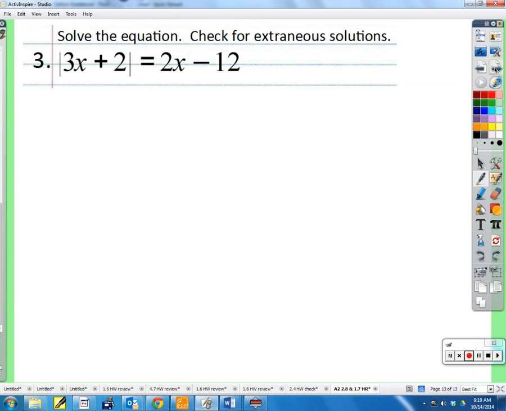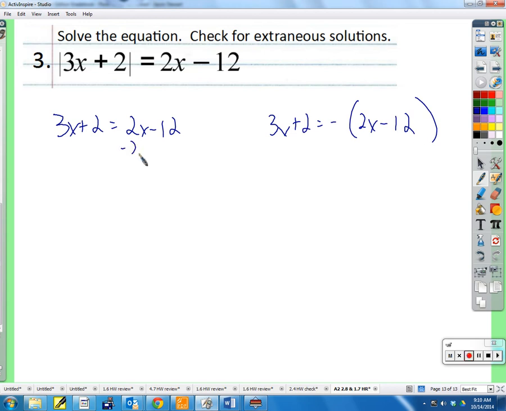So, 3x plus 2 could be equal to 2x minus 12. Pretty obvious. But 3x plus 2 could also be equal to the opposite of what 2x minus 12 comes out to be. Minus 2x. Two equals negative 12. Subtract 2, x equals negative 14.